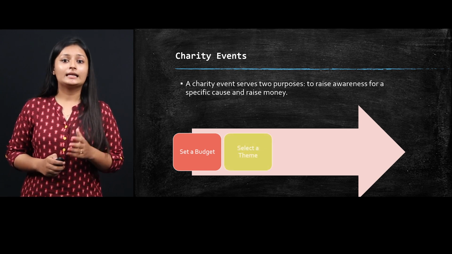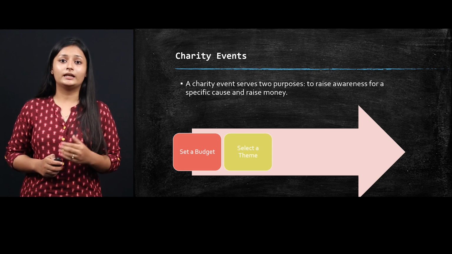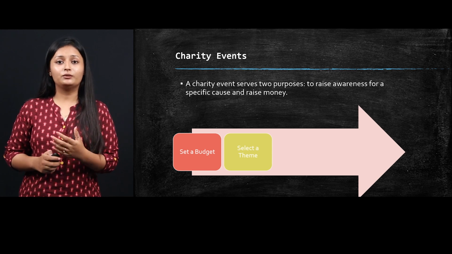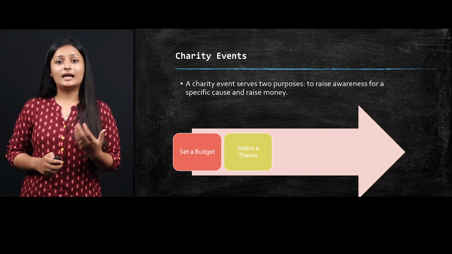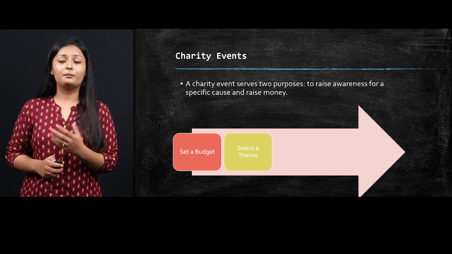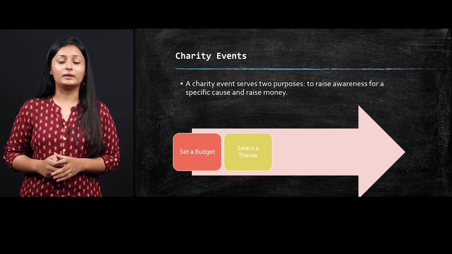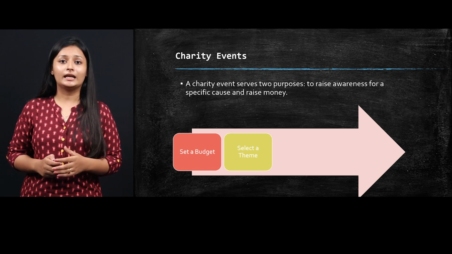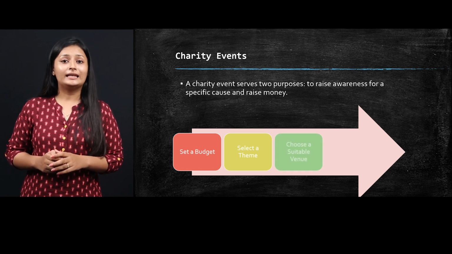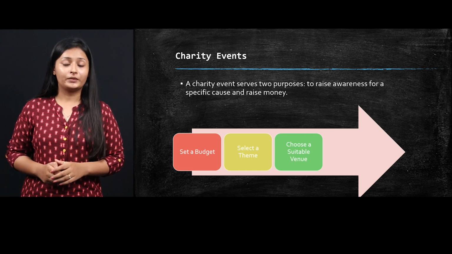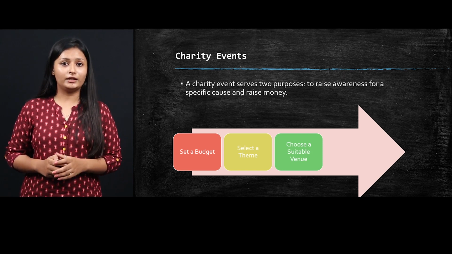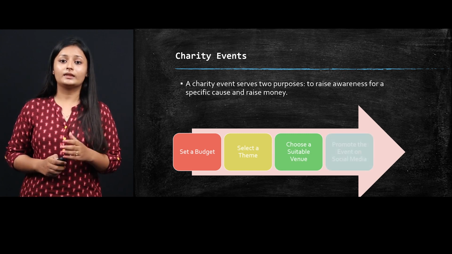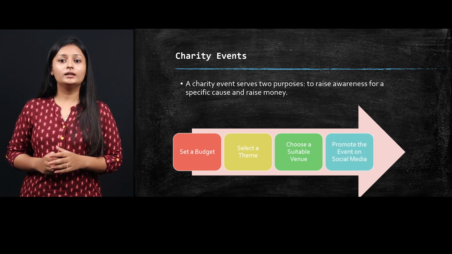The next is to select a theme. It is very important to organize a creative theme, because normally the audience has the perception that a charity event must be about a serious cause or awareness, and so the theme will be likewise. But you don't have to go that way. You must keep a lively as well as a creative theme to attract your audience. The next one is to choose a suitable venue. Along with selecting a theme and setting a budget, stick to the budget and accordingly select the venue for the charity event. The next one is promotion on social media.